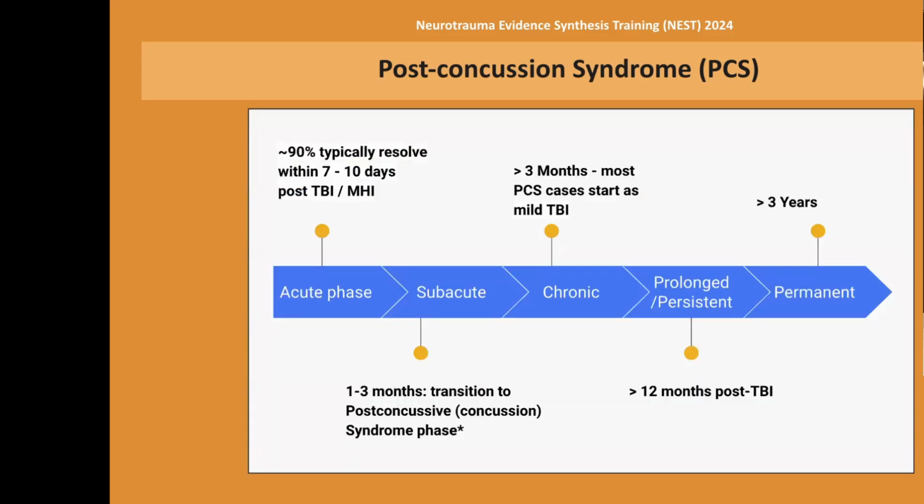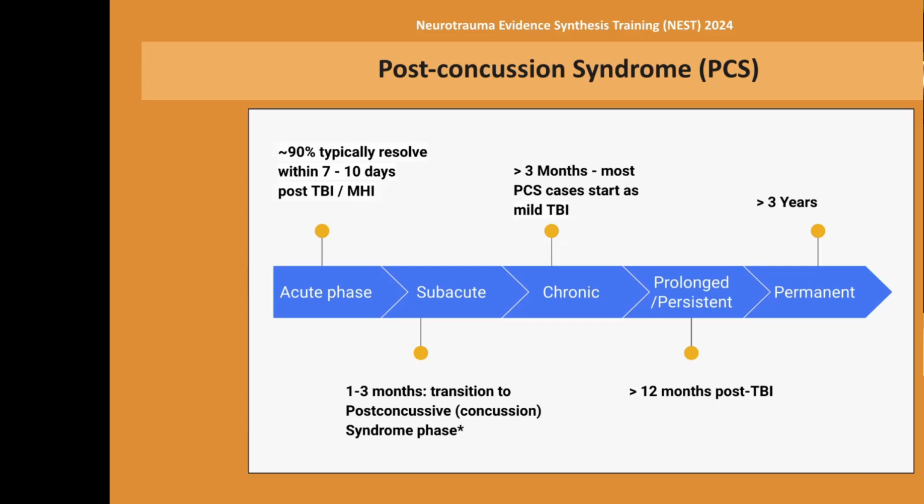This is the timeline. About 90% of people presenting with mild traumatic brain injuries will resolve spontaneously within 7 to 10 days. However, we go from the acute phase to the subacute phase. If after that 10-day period we still have people having symptoms, that's when it transitions from being classified as a traumatic brain injury into a post-concussive syndrome at the subacute level.